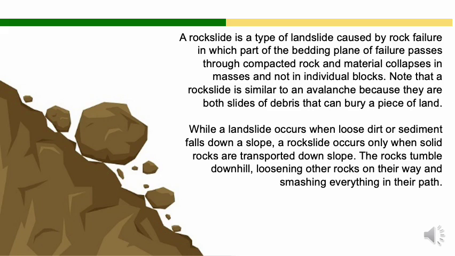While a landslide occurs when loose dirt or sediment falls down a slope, a rock slide occurs when solid rock is transported down the slope. The rocks tumble downhill, loosening other rocks on their way and smashing everything in their path. Take note that the fast flowing rock slides or debris slides behave similarly to snow avalanches and are often referred to as rock avalanche or debris avalanche.